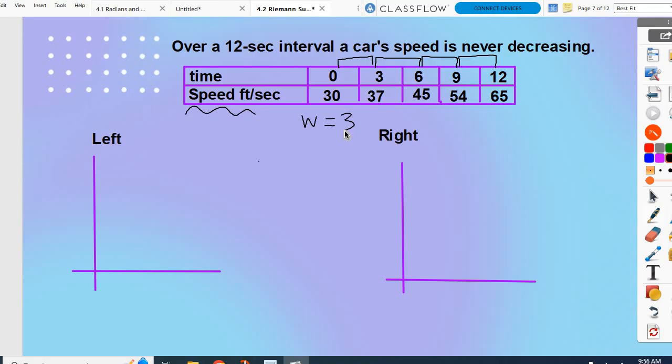What is our width for each of those? 3. Are we all okay with that? So the width of each of our rectangles is going to be 3. So 3, 6, 9, 12. Now remind me, how do I find my height? Go back to your definition. I'm looking at a left Riemann sum. The left endpoint y value.